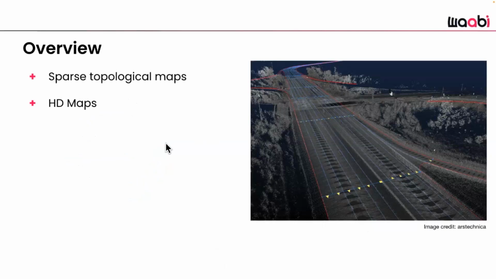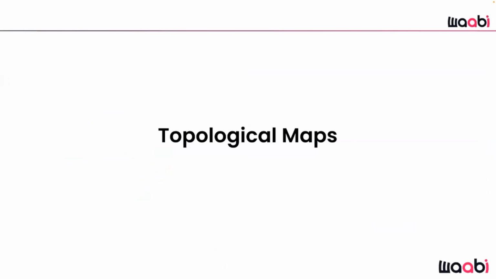All right. So there are essentially two major categories of maps that we typically talk about. Namely, there are the traditional topological maps, and then these HD maps that you hear of quite frequently. And in this talk, we'll provide a bit of an overview of what these maps are, why they're useful for autonomous driving, and how to create them. So first, we will talk about these classic sparse topological maps.